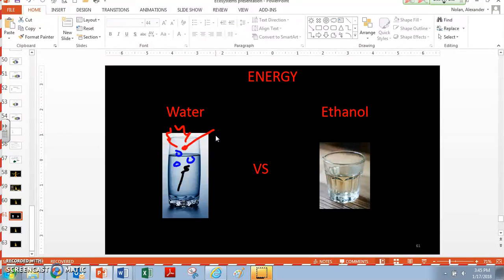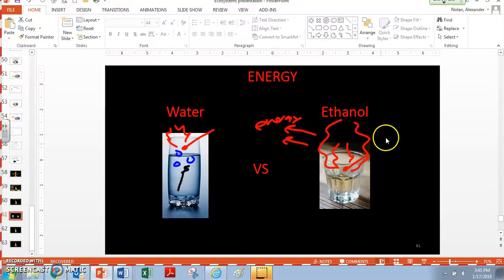But if I were to take my burning match and put it on ethanol, what's going to happen is that I'm going to end up with a big flame here. And I'm going to get that energy that we talked about earlier. So this is a piece of evidence that we can use to say that there's something inside the ethanol that the water does not have. Water will not burn if you strike a match to it, but ethanol will.